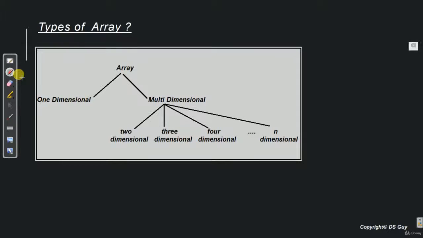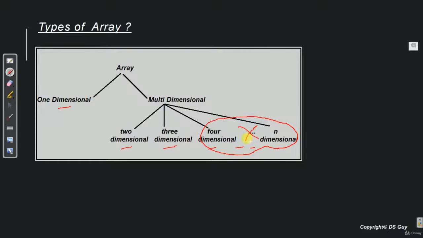Hey guys, welcome back. So in the last video we talked about types of an array. In that we discussed one dimensional array, two dimensional array and three dimensional array. We did not discuss four dimensional array and forward, and the reason is they are hardly ever used in the real world.